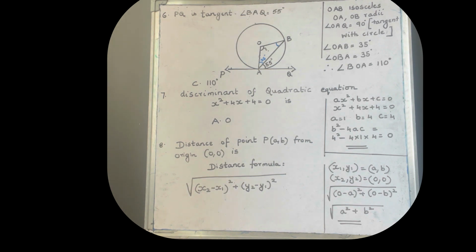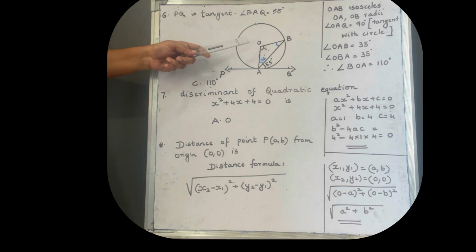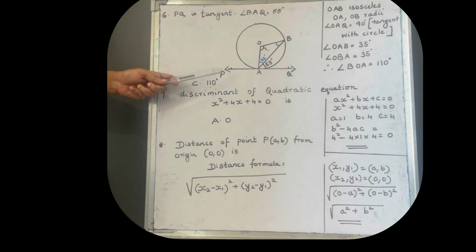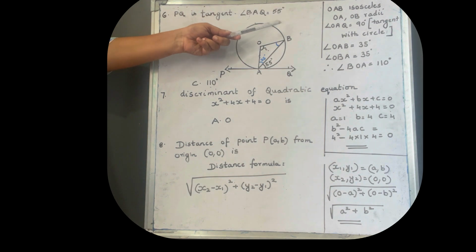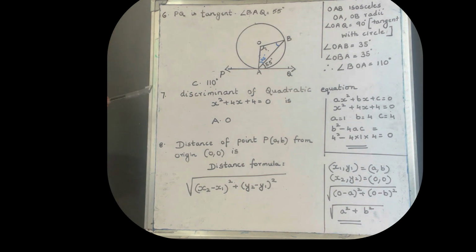We move on to the next question. PQ is a tangent. Angle BAQ is equal to 55 degree. What is the measure of angle BOA? Here we can see a circle with center O and a tangent PQ, the point of contact is A. In the question it's given that angle BAQ is equal to 55 degree.